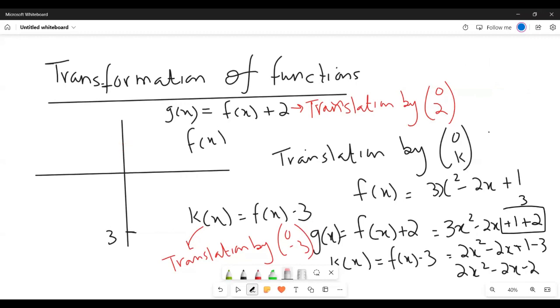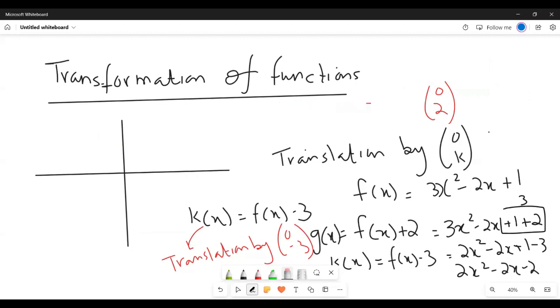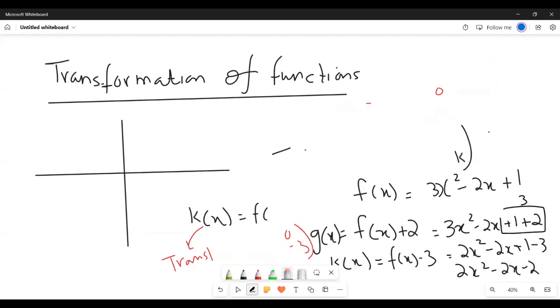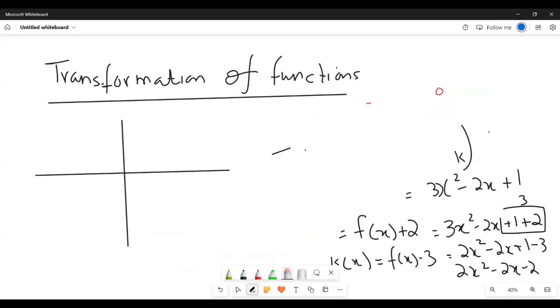Let's make more space now for translation along the x-axis. So translation by k, 0.